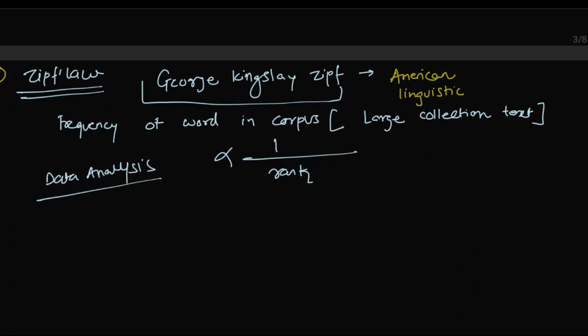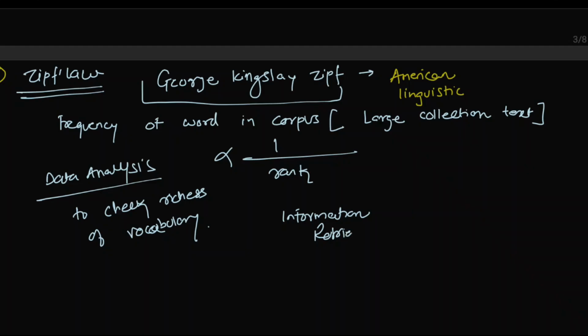So we check how rich the vocabulary is. To check the richness of vocabulary, we are using Zipf's law. Similarly, in information retrieval also, Zipf's law is used. Information retrieval means for the search space we use Zipf's law to improve the search efficiency. By prioritizing terms based on their expected frequency, a retrieval system can focus on the most likely relevant documents. So this way we can use Zipf's law.